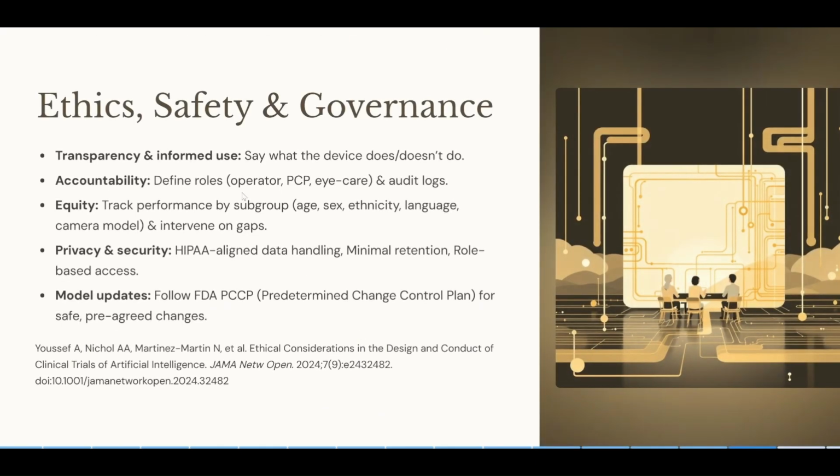When using AI in healthcare, we must clearly state what the tool can do and what the tool cannot do. For example, EyeArt doesn't detect any other eye diseases like glaucoma. So that's transparency. Clear role definitions, including who captures the images and who reviews the results, help ensure accountability backed by audit logs. We track performance across subgroups like age, ethnicity, and camera type to promote equity.